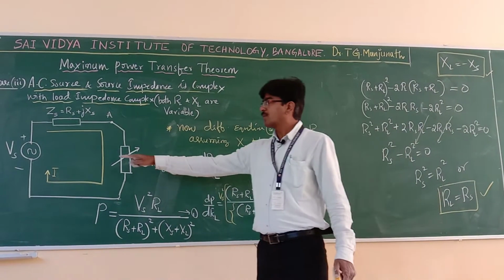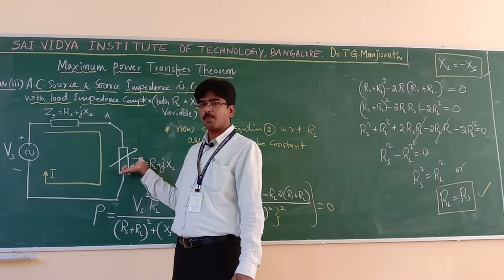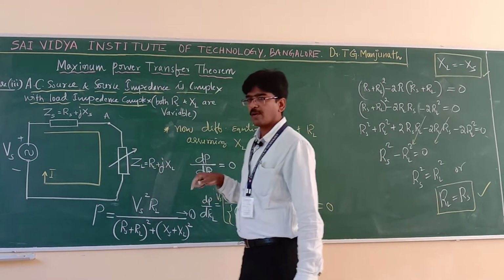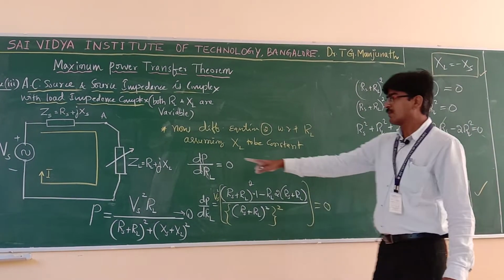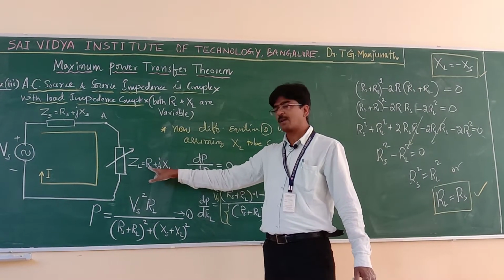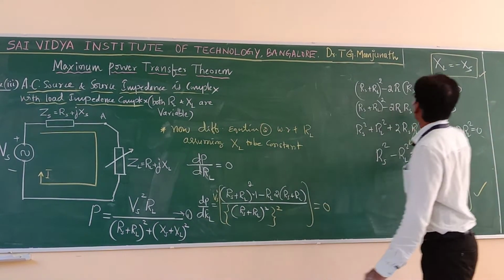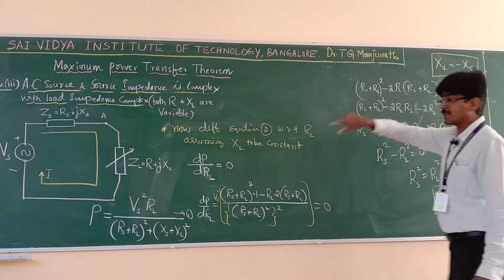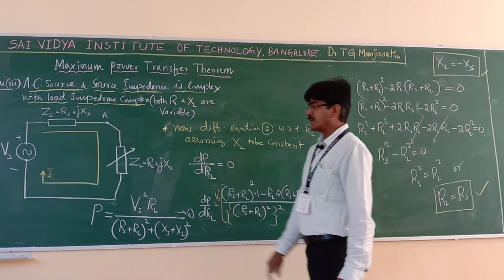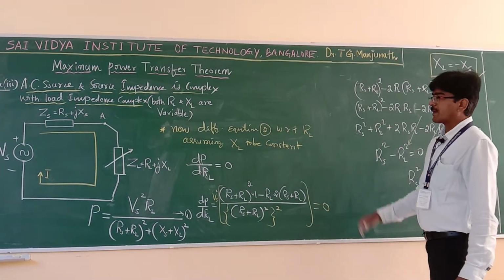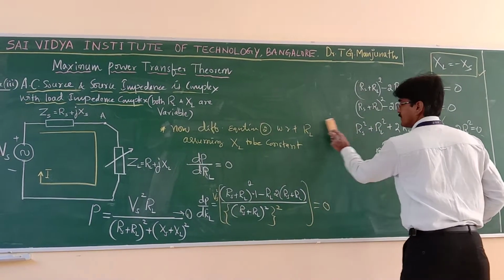Now, when the source is AC and the load is complex, the condition for maximum power transfer is that RL must be equal to RS here. RL value must be equal to RS. And XL value must be equal to what? Minus XS. This XL value must be equal to minus XS. Now let us rewrite that condition in a proper way for our convenience.